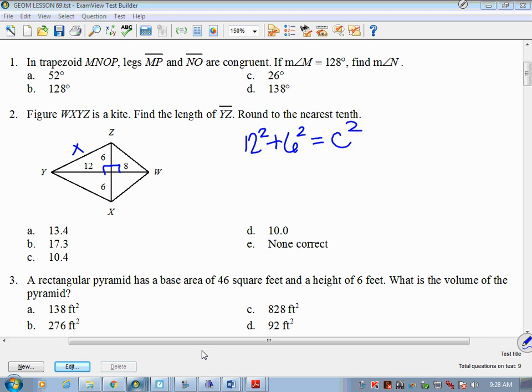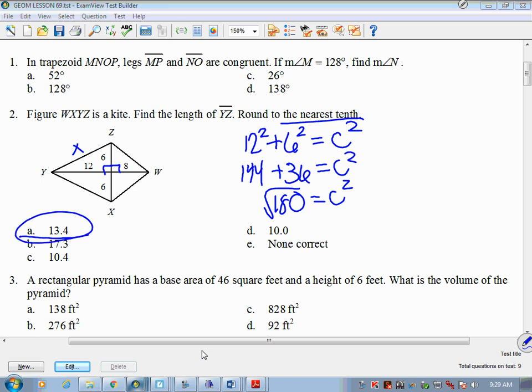Okay, what's 12 squared? 144. Okay, 144 plus 36. And you're saying that 144 plus 36 is 180. Okay, what do I need to do with 180? Square root, and because it says to the nearest tenth, can I just plug that in my calculator? Okay, what's the square root of 180? 13.4. All right, feel pretty good about that one? We can do these. Okay.